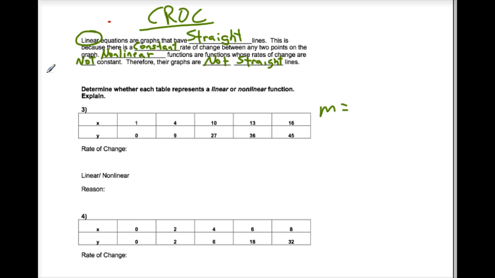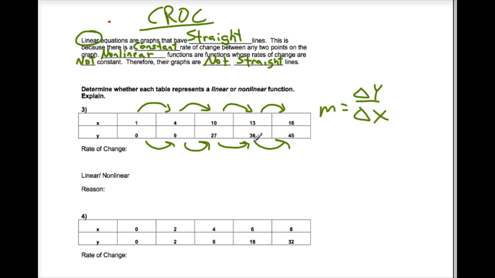Guys, on slope, what variable goes up top? Y. Okay? And if you remember, we called it delta Y over delta X. Delta means the word change. So the change in Y over the change in X. If you're given a table, this is where we made those little arrows. We're going to find the change from one point to the next, and we're going to put y over x, the change in y over the change in x. How much does y change to go from 0 to 9?